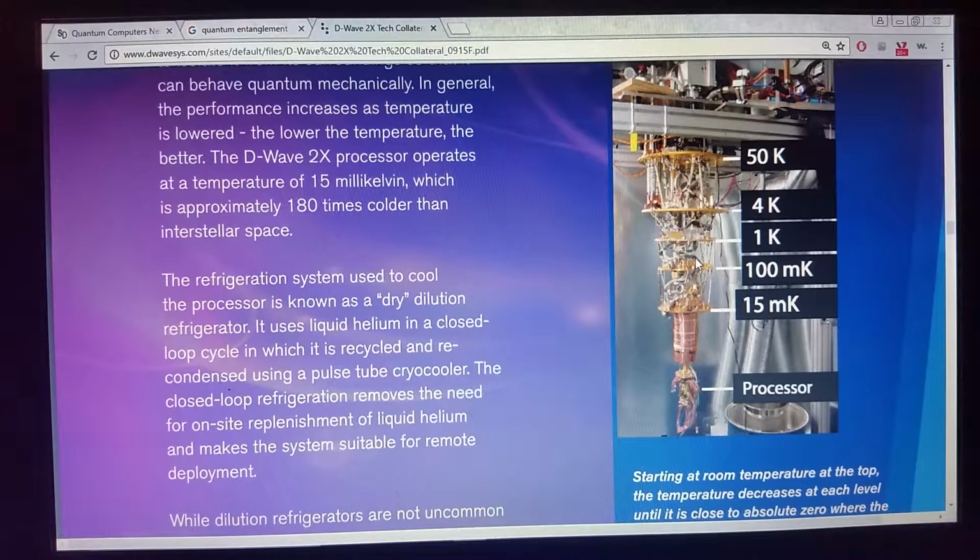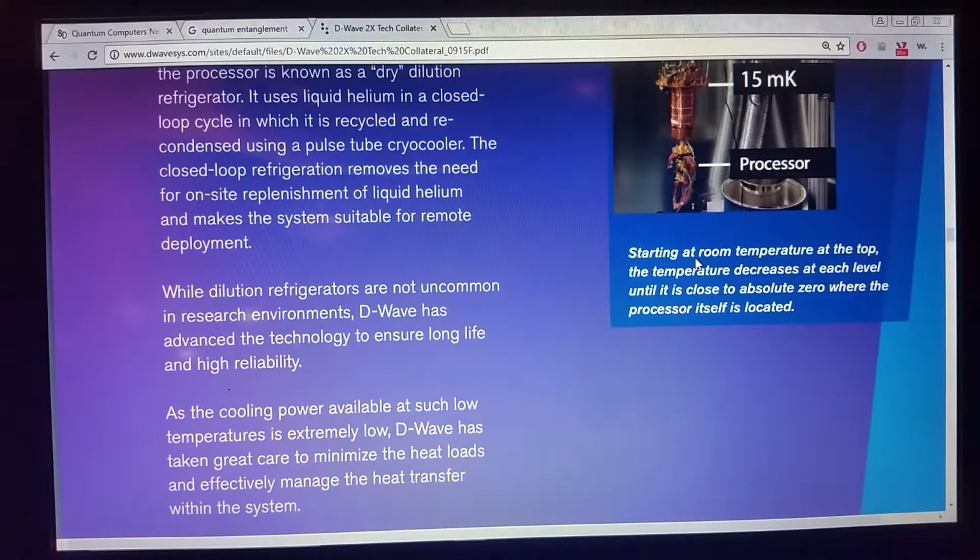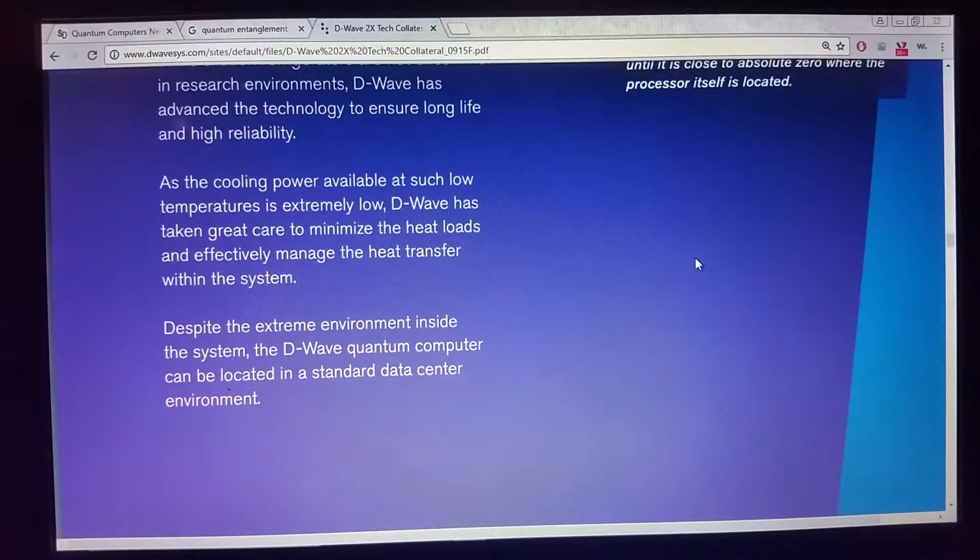The refrigeration system used to cool the processor is known as a dry dilution refrigerator. It uses liquid helium in a closed loop cycle in which it is recycled and recondensed using a pulse tube cryocooler. Closed-loop refrigeration removes the need for on-site replenishment of liquid helium and makes the system suitable for remote deployment. Despite the extreme environment inside the system, the D-Wave quantum computer can be located in a standard data center environment.